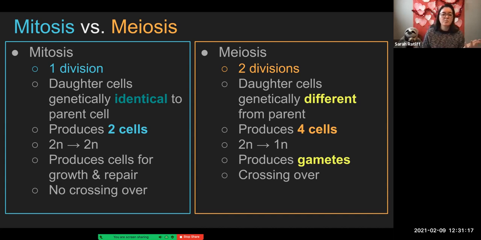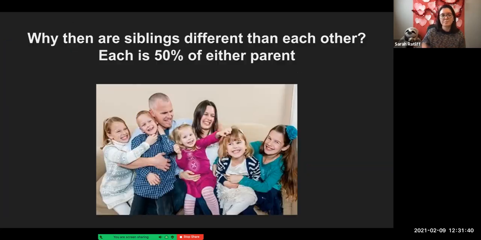Mitosis produces all the other cells in our body. Skin cells, hair cells, muscle cells, liver cells, lung cells, all of those. Except for meiosis produces gametes, or those sex cells, eggs or sperm. Lastly, mitosis, there's no crossing over. Meiosis, there is. There's an independent assortment happening there as well.